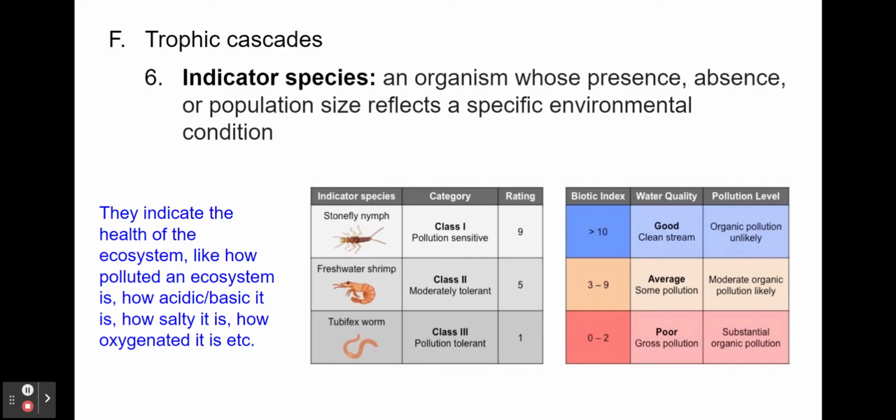If you ever did a stream study in outdoor education and you looked for some organisms in the stream, some of them were pollution sensitive, and if they weren't there, that meant that there was pollution in the stream. But some of them were pollution tolerant, and so if they were there, that meant there might be some pollution in the stream. So this is a pretty cool class of species.